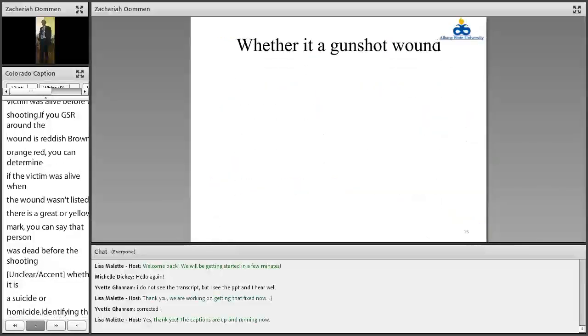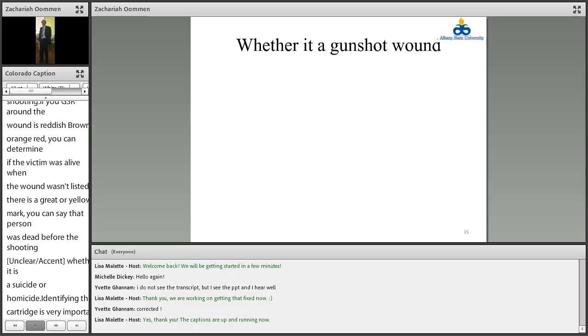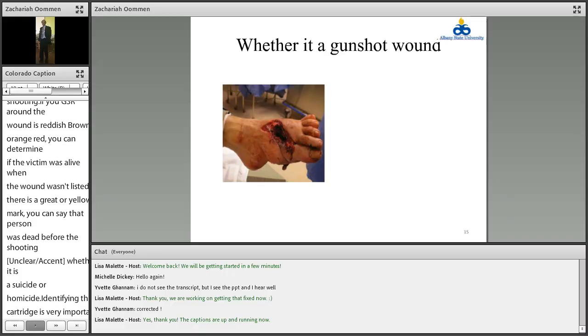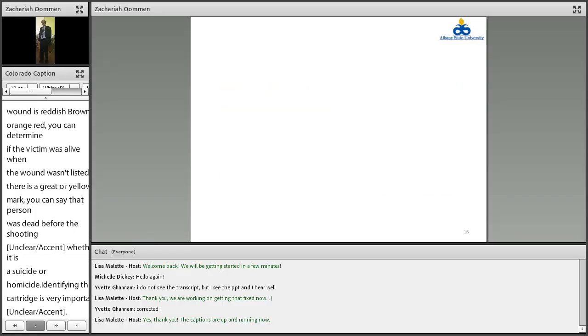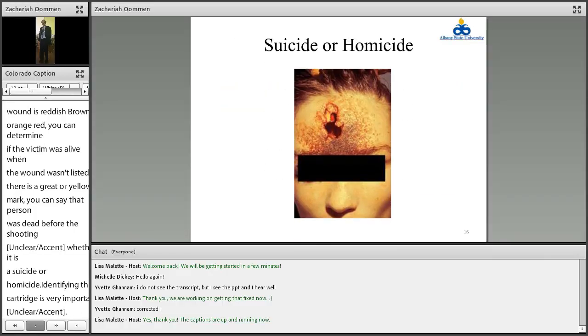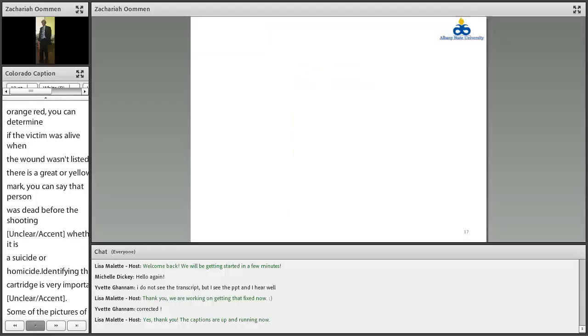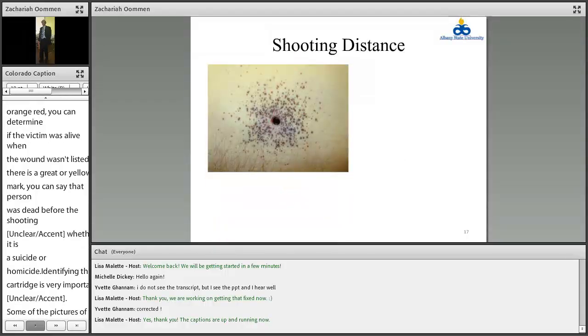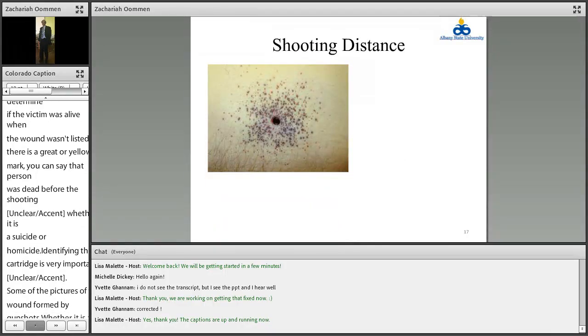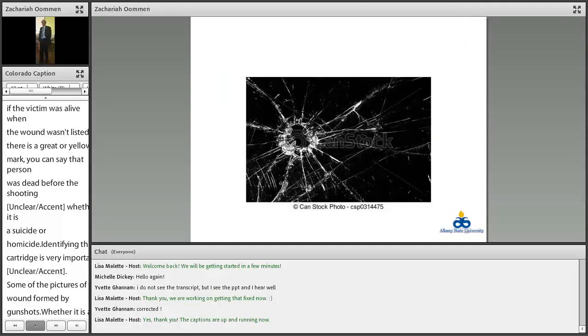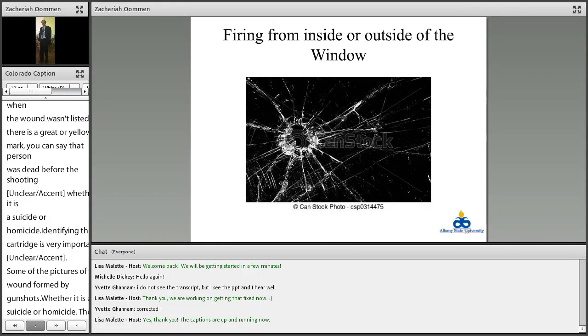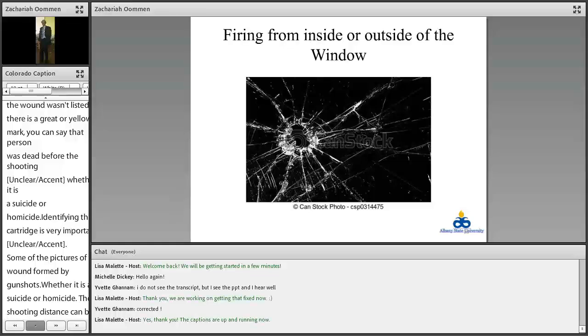So then if we come to the pictures, I have some to look into whether a wound was formed by a gunshot or by some other weapon, whether it is a suicide or a homicide, or the shooting distance, which can be determined by studying the GSR. It is also possible to check whether the shooting has occurred from inside or outside of the window.